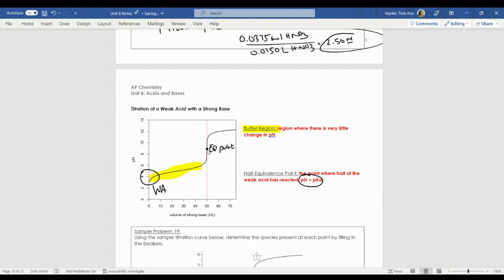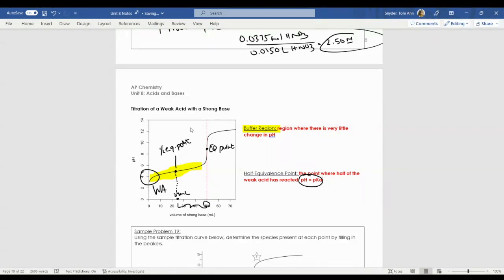You'll see that our equivalence point is 50 milliliters. So I needed to add 50 milliliters of the strong base to reach the equivalence point. Your half equivalence point would be when I add half of that. So right here, when I add 25 milliliters of that strong base, that's where we know our half equivalence point is. So this is the half equivalence point. It's when you add half of the amount of base that it took to reach the equivalence point.